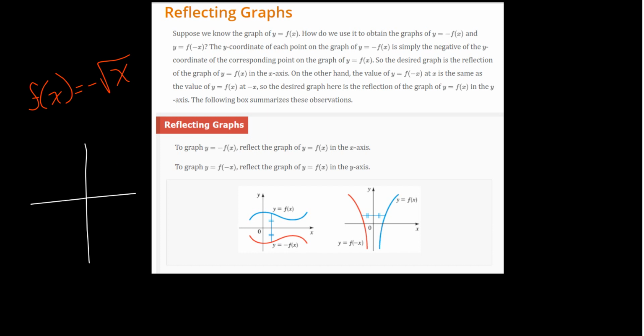If we were to take the negative of the variable, then we would flip it across the y-axis, and that's what this is saying. We take f of the negative of the variable, then we flip it across the y-axis. And that's it. So if it's a negative of the function, we reflect it across the x-axis. If it is the negative of the variable, we flip it across the y-axis.